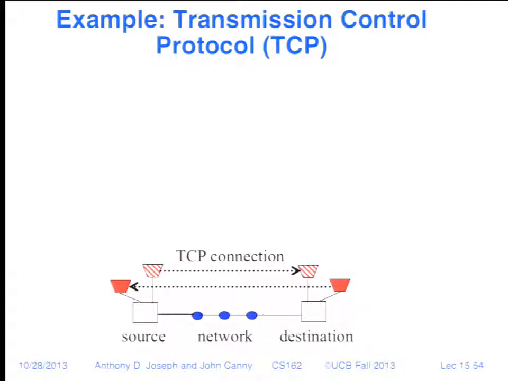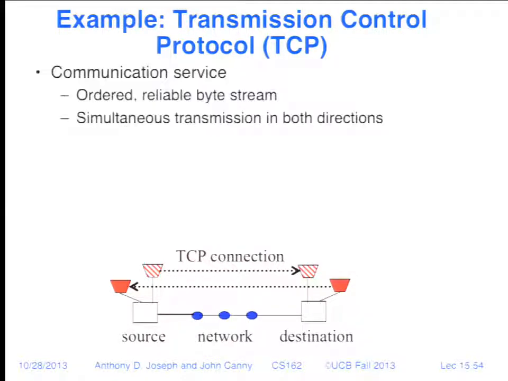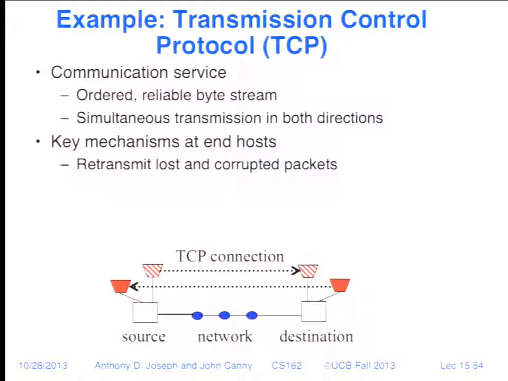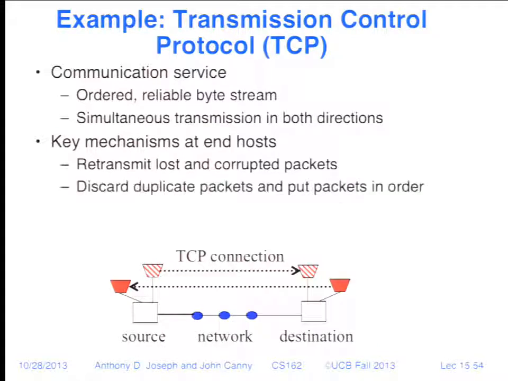By contrast, TCP is a robust layer which provides an ordered, reliable byte stream and simultaneous transmission in both directions. It relies on retransmit, so TCP provides an abstraction of reliable transmission by relying on acknowledgements for packets that are sent and retransmission in order to produce the right output. It also, at the receiving end, because there may be retransmits that are actually unnecessary, discards duplicate packets and also takes packets that might have been received out of order and puts them back in the right order.